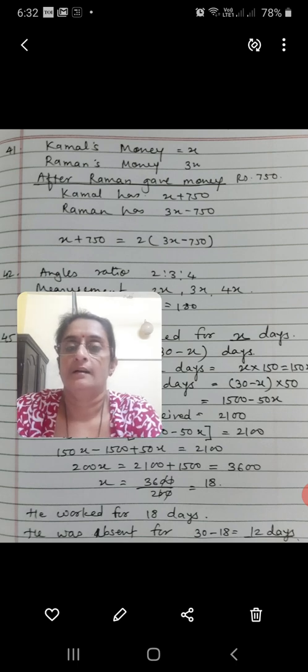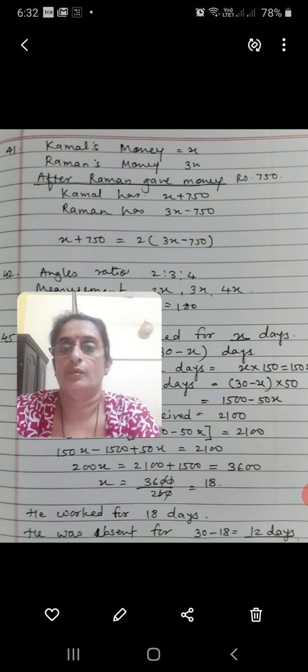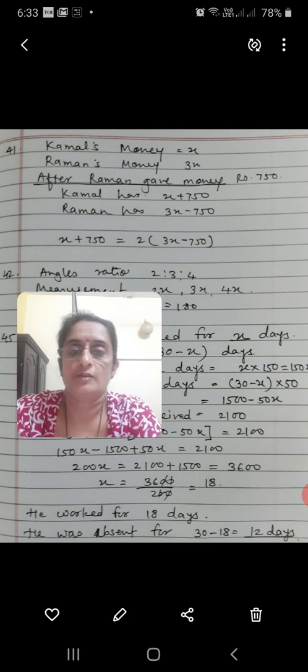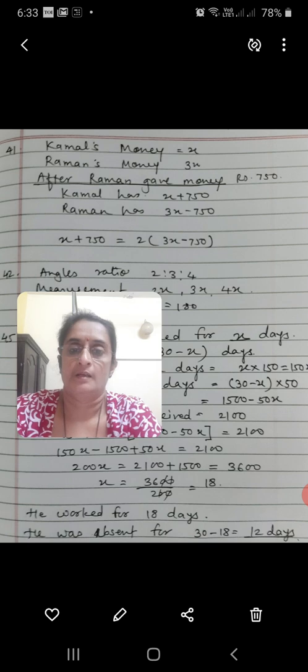Now after this exchange of money, Kamal has double of Raman's money. So what are you going to write? x plus 750 is Kamal's money and Raman's money is 3x minus 750. So Raman has less money than Kamal. So you have to double the money which Raman has. So 2 in the bracket 3x minus 750, that is doubled to make equal to Kamal's money. So the equation is x plus 750 is equal to 2 in the bracket 3x minus 750. So you open the bracket, solve it, you will get x value, that will be Kamal's money.